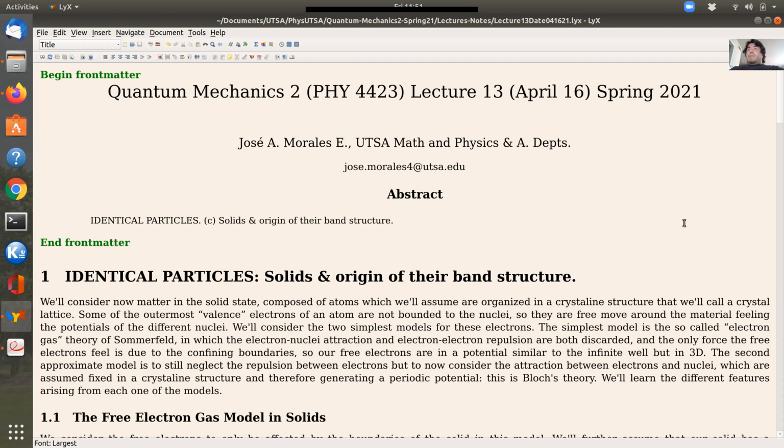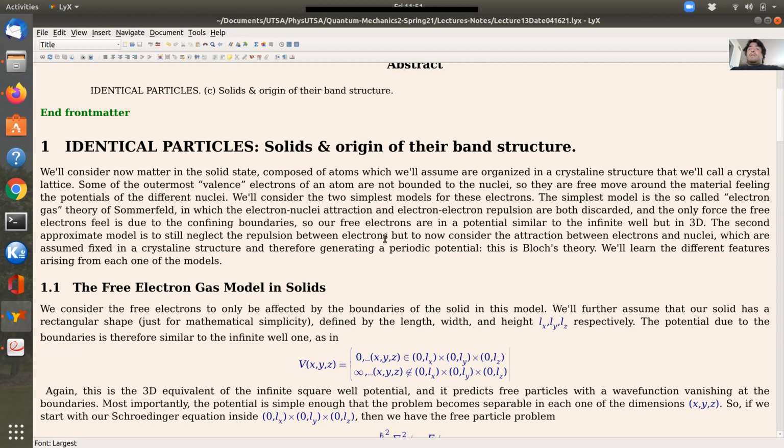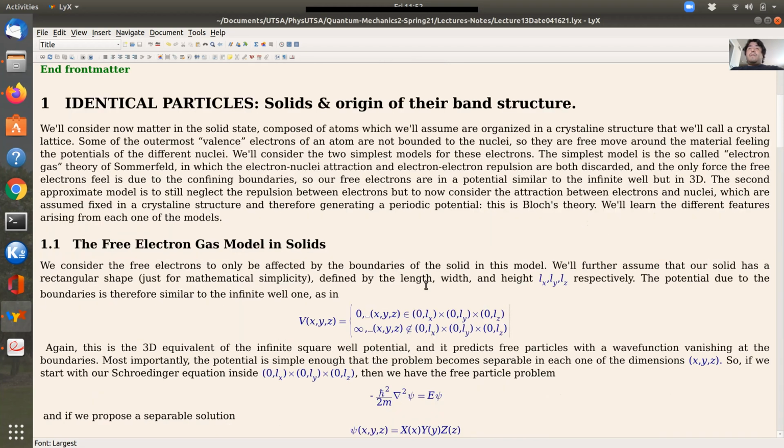There is a second model, which we'll discuss in the next lecture, which is to still discard the repulsion between electrons, but what we'll now add to the analysis in that other lecture is basically attraction between electrons and nuclei. And again, the nuclei are assumed fixed in the crystal lattice. And because they are fixed, the potential that the nuclei generate over the electrons is periodic. And that is basically Bloch's theory. But that's for next lecture. Today, we'll focus on the free electron gas model in solids, which is the theory of Sommerfeld.